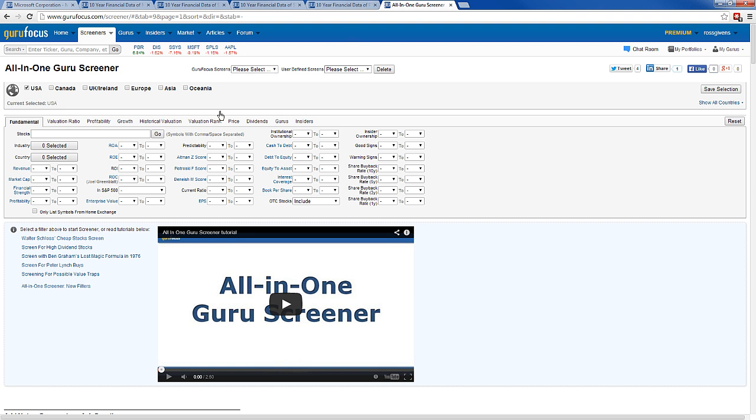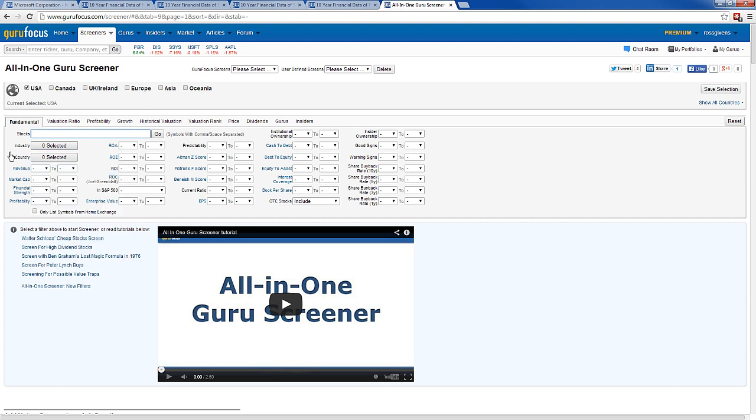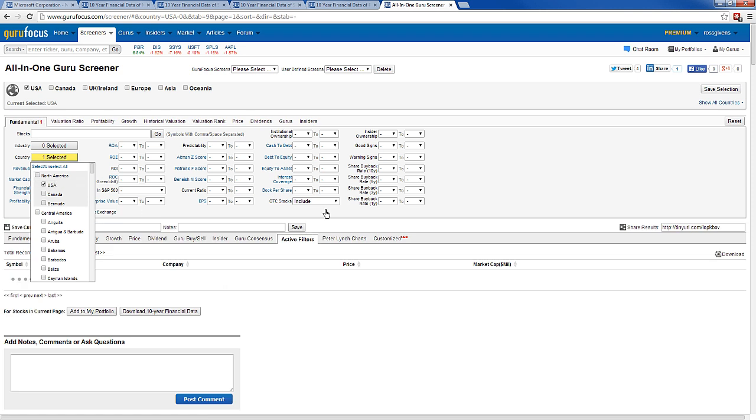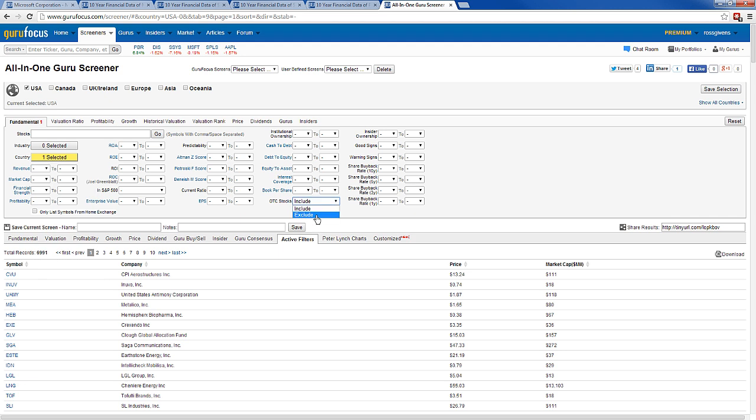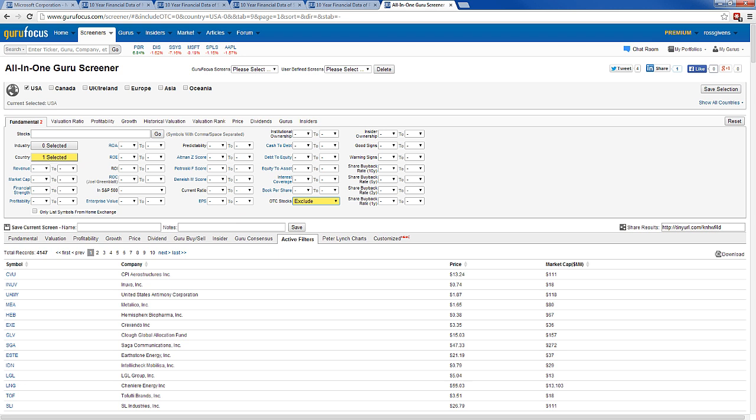So here's what you can do. Now I'm going to go ahead and select... excuse me, hit the wrong thing. I'm going to select the USA as the country I'm scanning for. I'm going to exclude over-the-counter stocks, just because they're a little bit risky and I don't have full data on them. But up here under the valuation ratio tab, you can scan for most of the things that we've looked at tonight. All right, so here's how you're going to do that.